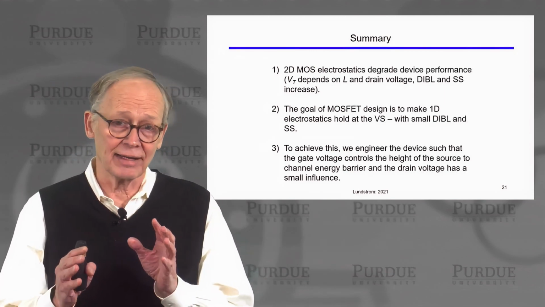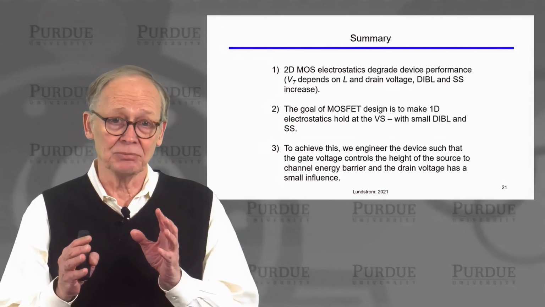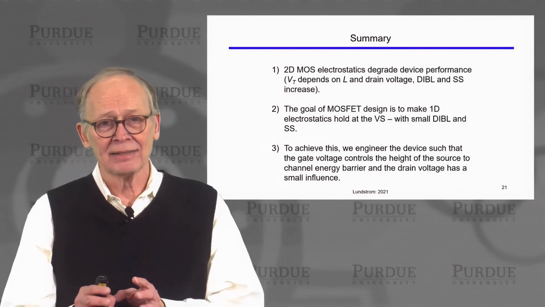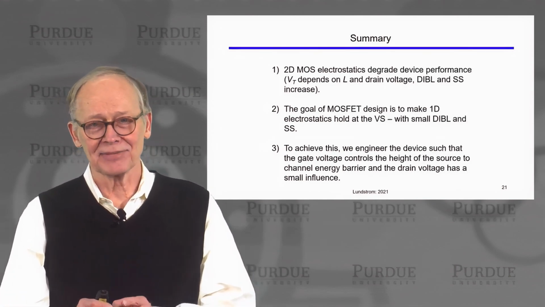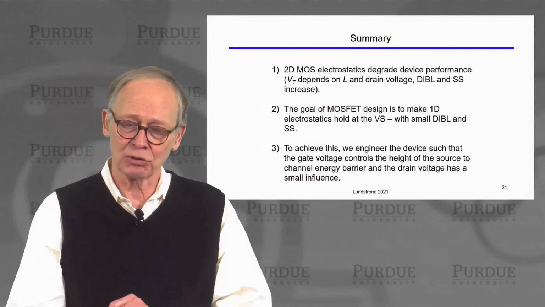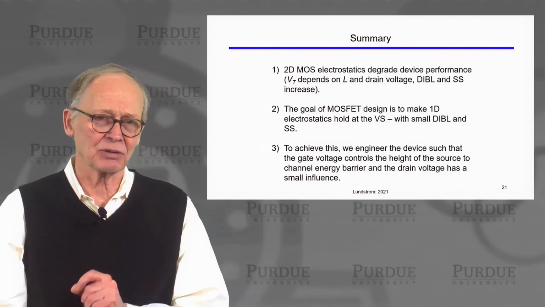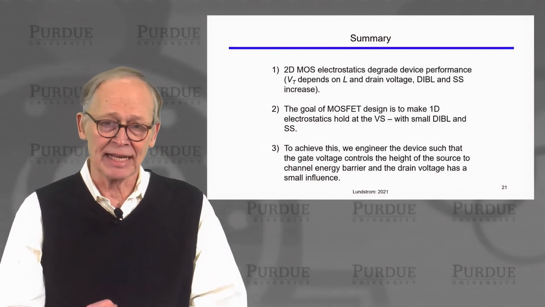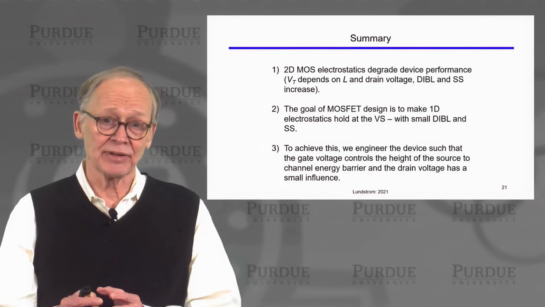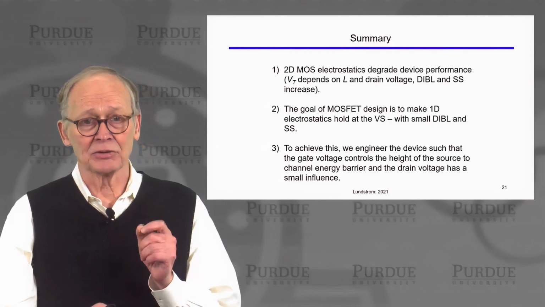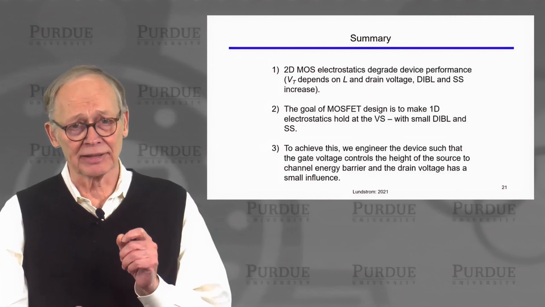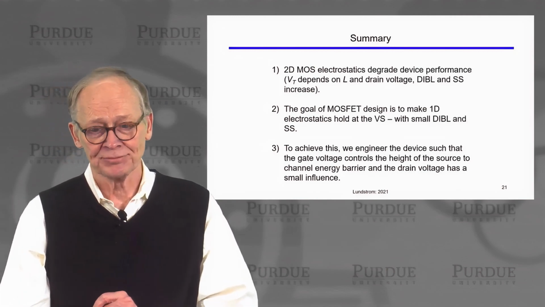The goal of MOSFET design is to minimize these two-dimensional effects as much as possible. And to make one-dimensional MOS electrostatics, this simple notion that mobile charge is Cox Vg minus Vt, hold at the virtual source with only small corrections for DIBL and subthreshold swing. To achieve that, we engineer the device such that the gate controls the height of the energy barrier between the source and the channel, and the drain has very little influence on that energy barrier height.